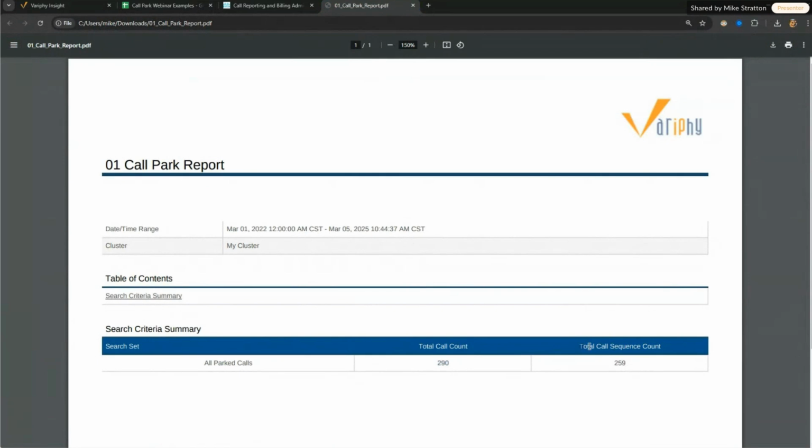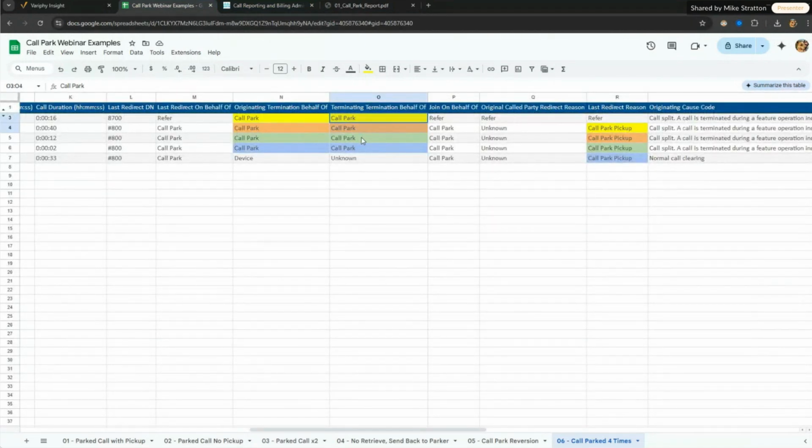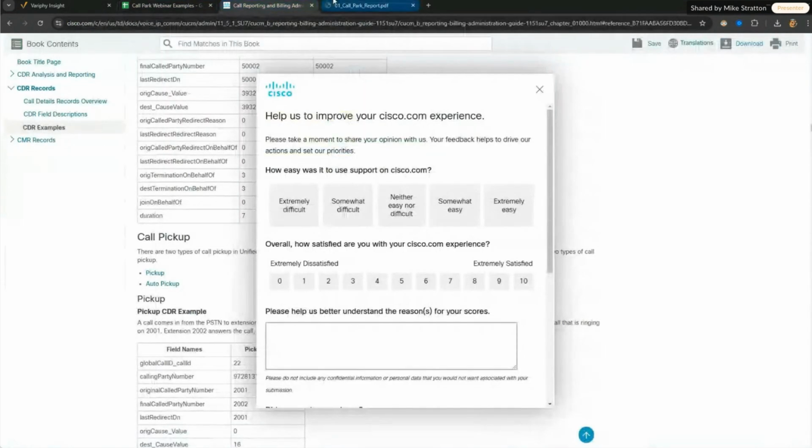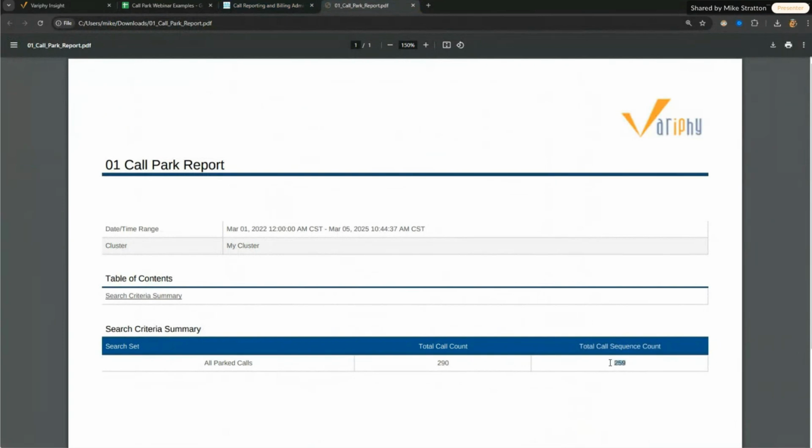If you go with the total call sequence count, it counts the number of sequences where a call was parked, and it would count this entire sequence as 1. So it's how you want to report on your calls. If you want to say, hey, how many times are my agents parking a call, then your answer will be 290. If you want to know how many unique callers were parked at least once by my agents, then you can select the total call sequence count and have 259.